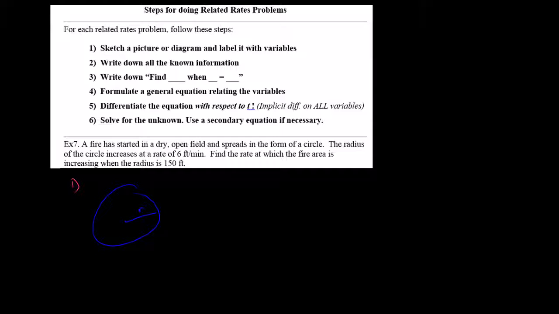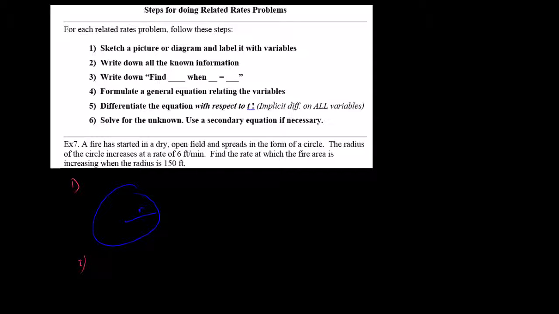So step 1, draw a picture. I mean, we could put in some fire going on here, get some yellows in there and some reds, and then the really good flames, blue down at the bottom. We could draw a log if we wanted to, get some browns, but let's skip all that. That's distracting. So we drew a diagram. Fire spreads in an open field in the form of a circle, and the radius is what we're dealing with. So that's step 1.